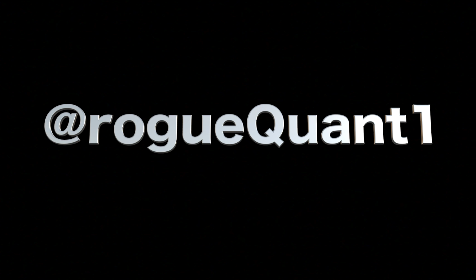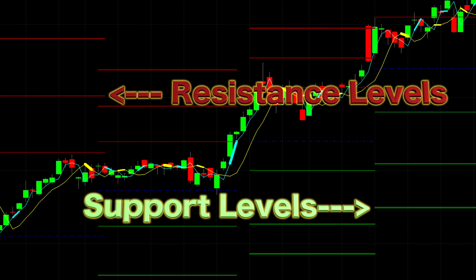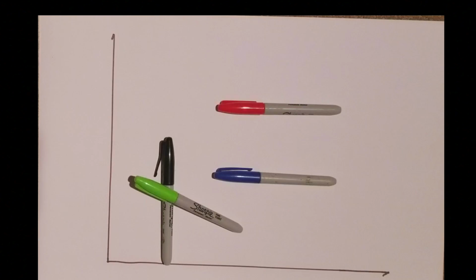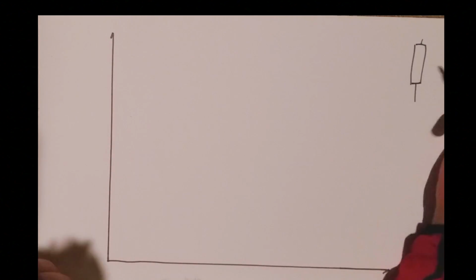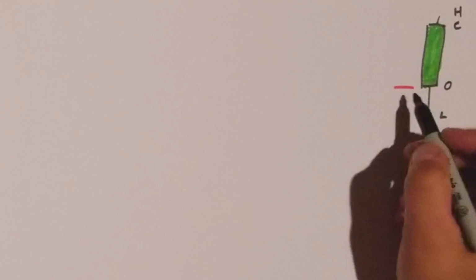Today I want to talk a little bit more about candlesticks and how they relate to the support and resistance levels, sometimes known as floor trader pivots or pivots. Let's begin. Remember, a candlestick is either green or red. It's got an open, a close, and wicks or shadows which show the high and low.